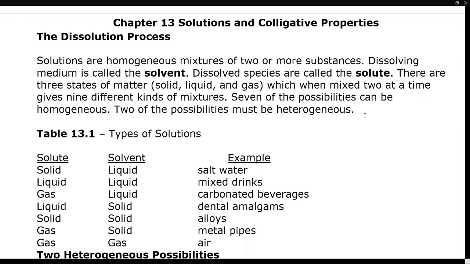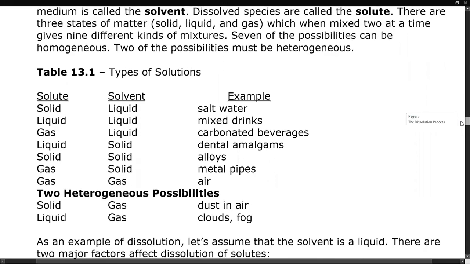Well, let's go through some of the possibilities. Many of these can be homogeneous, but several of them have to be heterogeneous, and some of them are heterogeneous most of the time, to be realistic. So a lot of times we think of a solid dissolving into a liquid as a solution, like salt water. You can dissolve a liquid into a liquid, like mixed drinks. Alcohol dissolved in water is like your alcoholic beverages. A gas dissolved in a liquid is like our carbonated beverages or soft drinks.